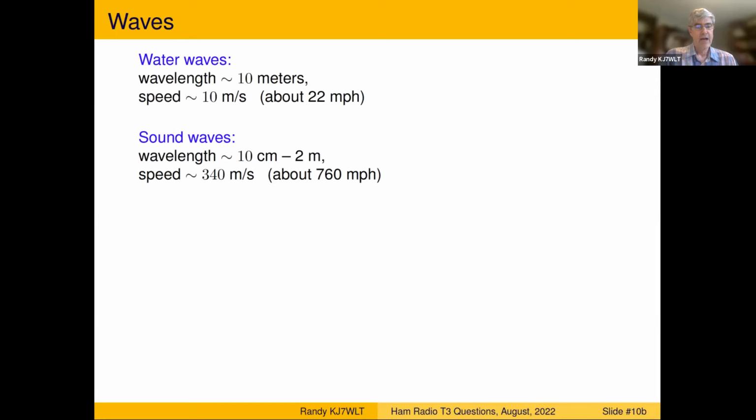And it's important to know both the wavelength and the speed when we start talking about frequency, because the frequency we'll talk about on the next slide, but that's sort of how many waves pass by in a single second. So that depends on both of these quantities.